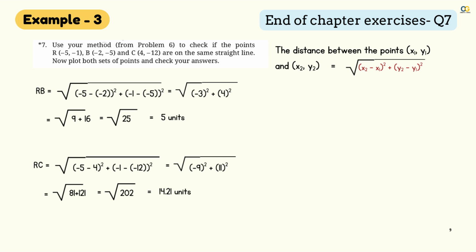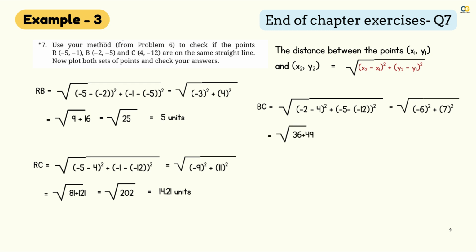Let us check the distance between B and C now, which is equal to root over (minus 2 minus 4) whole square plus (minus of minus 5 minus of minus 12) whole square, which is minus 6 square plus 7 square, which is equal to 36 plus 49, which is equal to root over 85, which is 9.21 units.